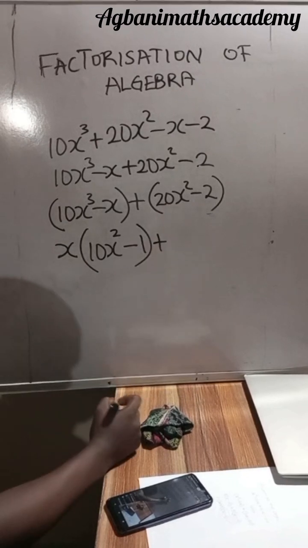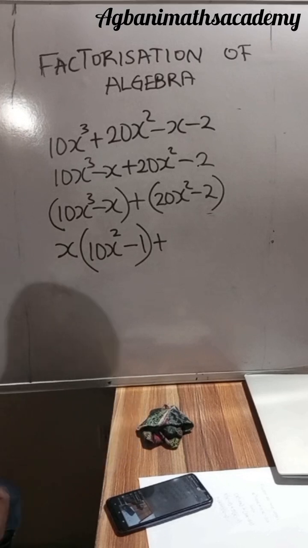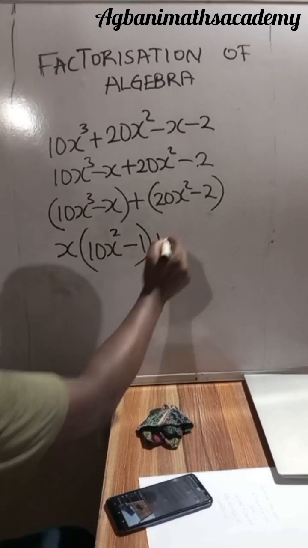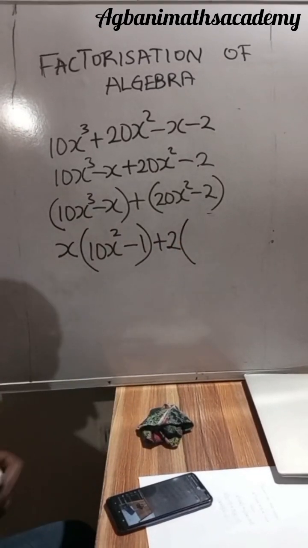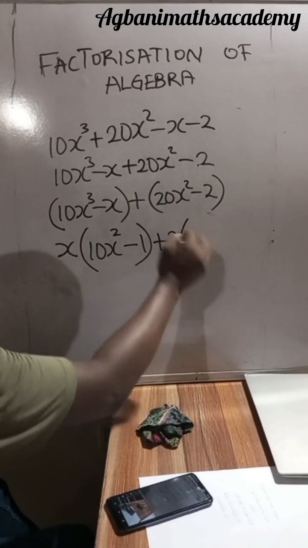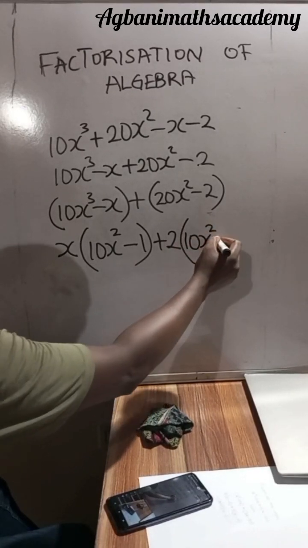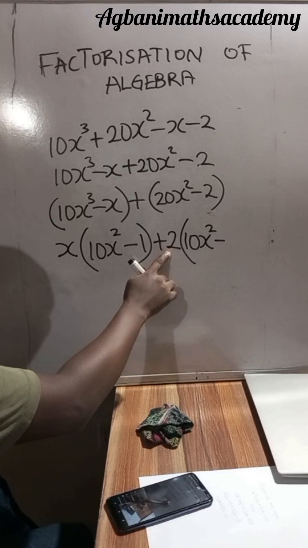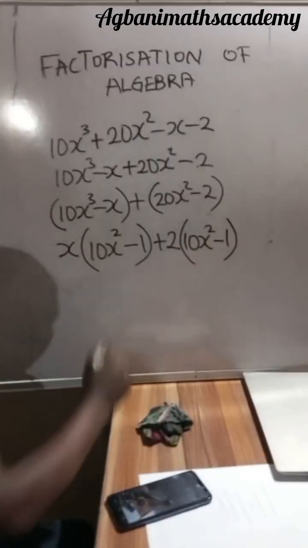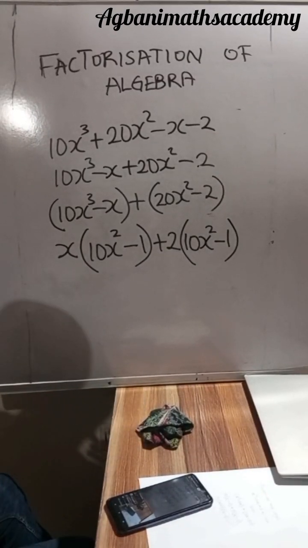So we look at the second group. The second group, we have something in common. What do we have in common in the second group? 2. So we bring 2 out of the bracket. 20 divided by 2 is going to give us 10. We have x squared here. There is no x here, so we bring x squared down. Minus 2 divided by 2 is going to give us 1. Remember, minus divided by plus is going to give us minus. So that's why we have minus there.